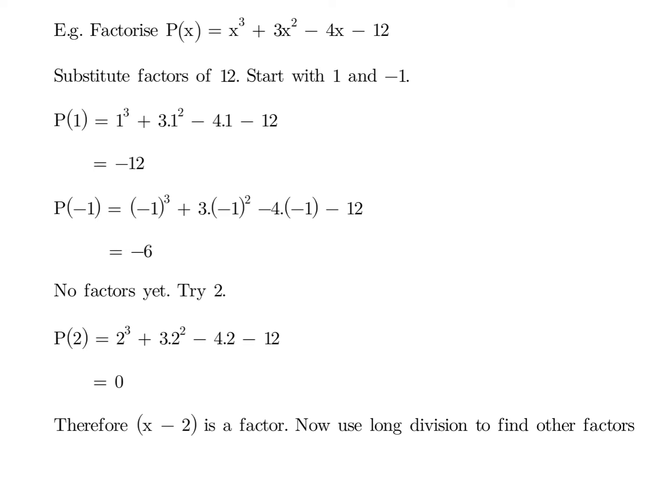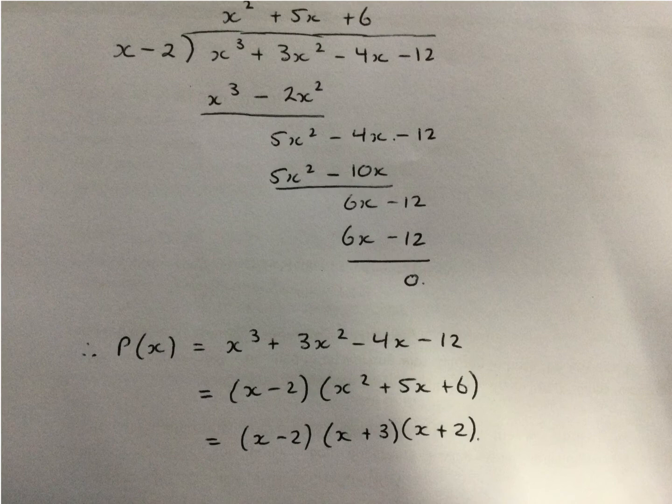Start simple. So when you substitute 1 in, you get minus 12. When you substitute minus 1 in, you get minus 6. So neither of those are factors, so let's move on. Let's try 2. When you substitute 2 in, you get 0. That means that x minus 2 is a factor. So now we use long division to find the other factors.